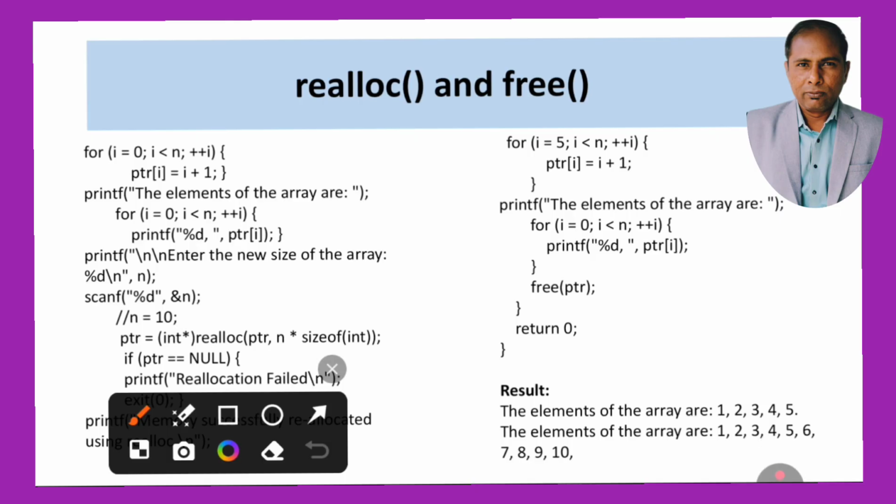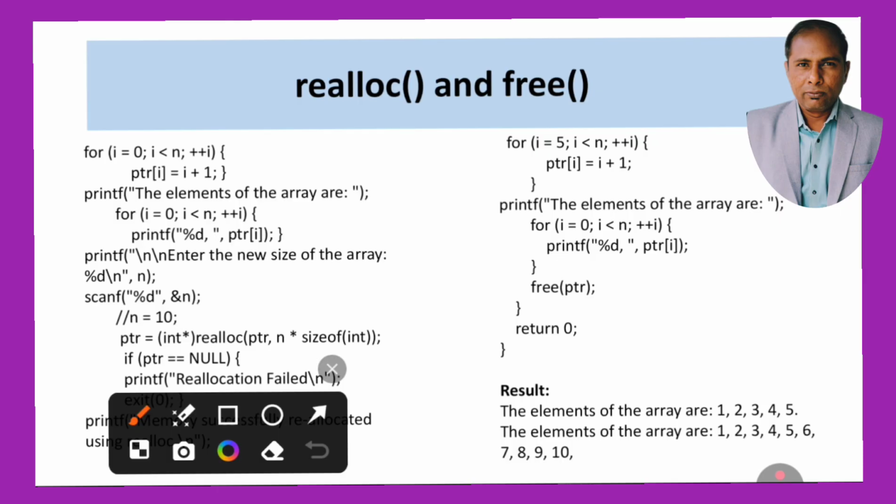So we are writing a for loop up to i less than n. In all the memory allocated to us, we can put some data. So we are writing ptr[i] is equal to i plus 1. We are putting some integer values.